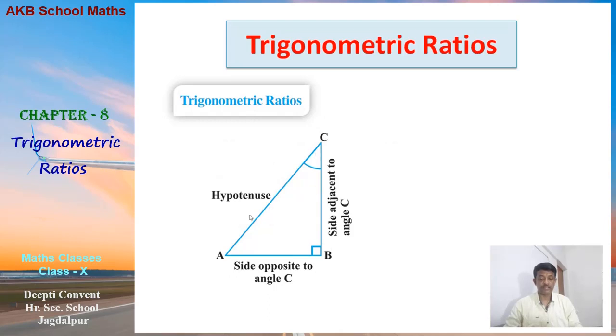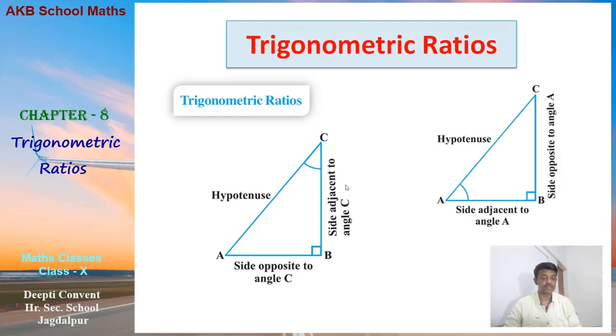We know a triangle like this, ABC. Here B is 90 degree. So the side opposite the 90 degree angle is the hypotenuse. And if we are concerning angle C, then the side opposite to angle C is called the perpendicular and the other side is the base. If we are concerning angle A, then this side will be the opposite side of angle A. This will be the perpendicular in this case. And this is the hypotenuse, opposite the 90 degree, and the other side, the adjacent side, is the base.